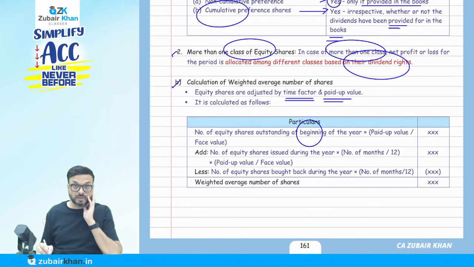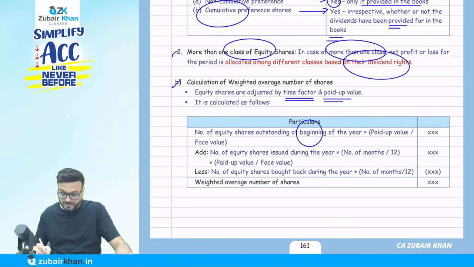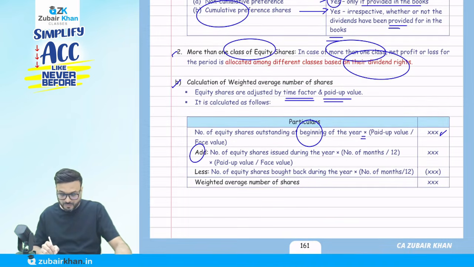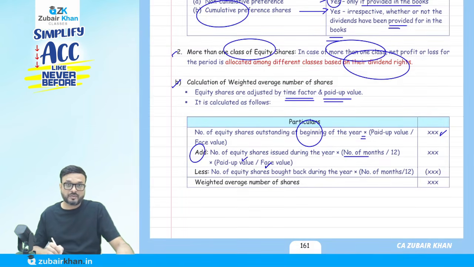So the formula is the number of equity shares outstanding at the beginning of the year multiplied by paid up value divided by face value. Then you issue certain shares during the year. The number of equity shares issued during the year is multiplied by the number of months divided by 12. Suppose you issue in the month of July. So July to March is 9 months, so 9 divided by 12. And then multiplied by the paid up value divided by face value.